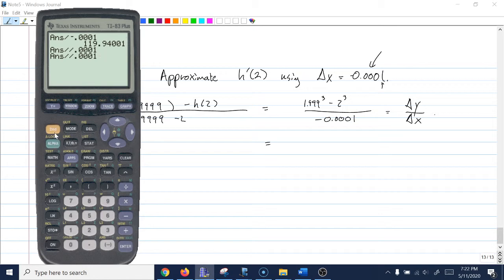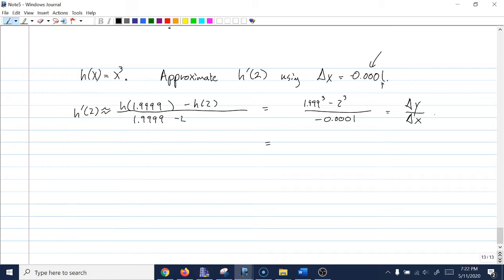What did I type in the first time? Second enter to retype. 1.999 cubed. Oh, there were supposed to be 4 nines. 1.999 cubed. Subtract the 8. Divide by negative 0.0001.